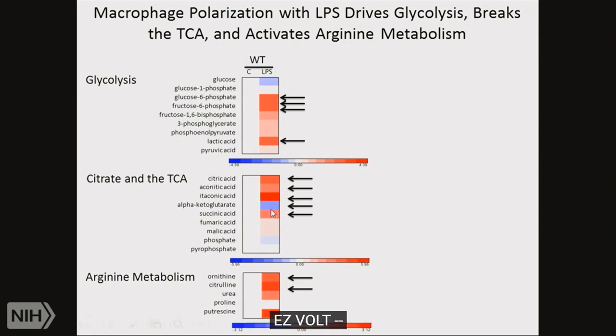This has been termed a break. As carbon runs through the TCA, it seems to break. There seems to be a drop in alpha-ketoglutarate. I'll show you a little bit more about why that's a break in a second.